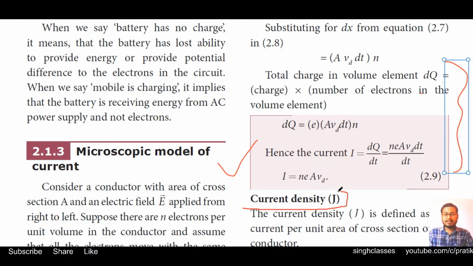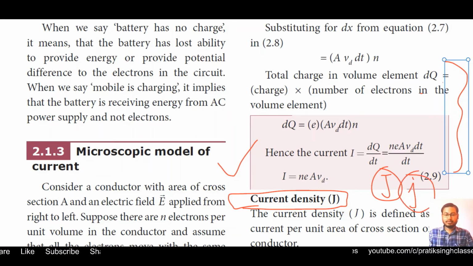current density. About density, you know very well that density is equal to mass by volume. What is the meaning of current density? Let us understand. It is denoted by capital J. Capital J and a small j in physics are different. Capital J means current density and a small j means joule. Fine, so let us start this topic again.